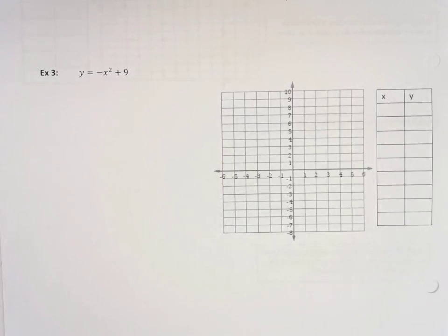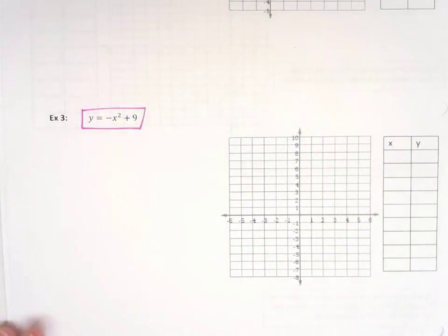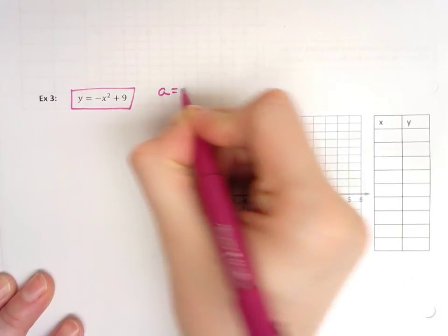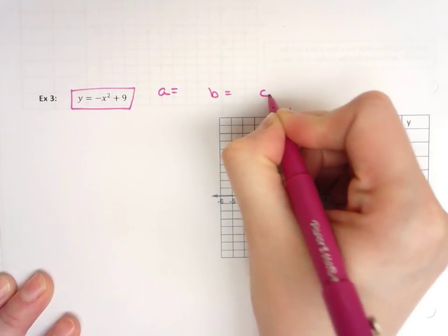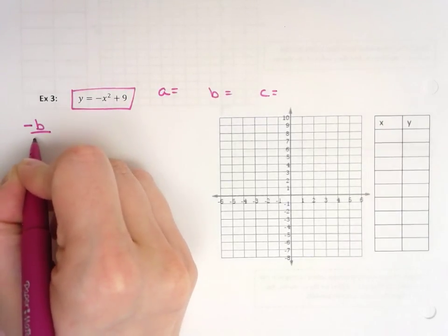Example 3 of graphing quadratics without the y equals function on your calculator. So this time we only have two terms in our problem, which means that it's probably going to be a difference of squares. But the first thing I want to do is identify the a, the b, and the c of my quadratic so that I can find the vertex using negative b over 2a.